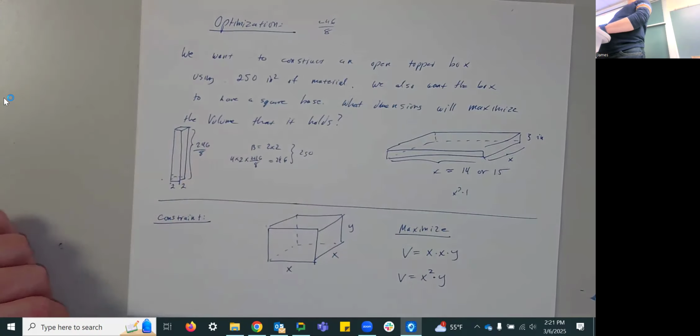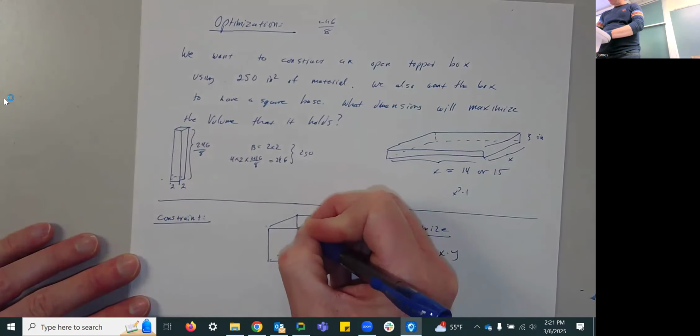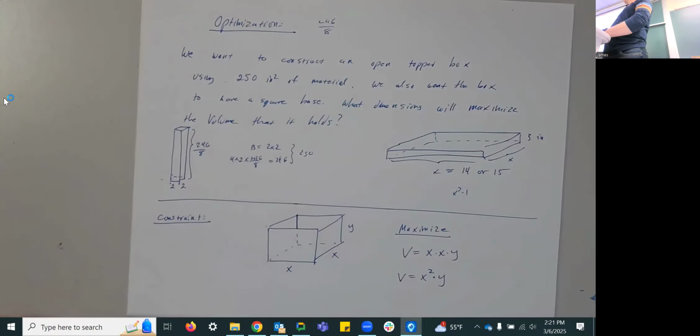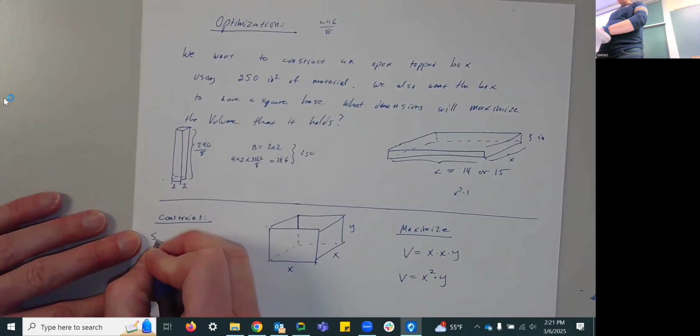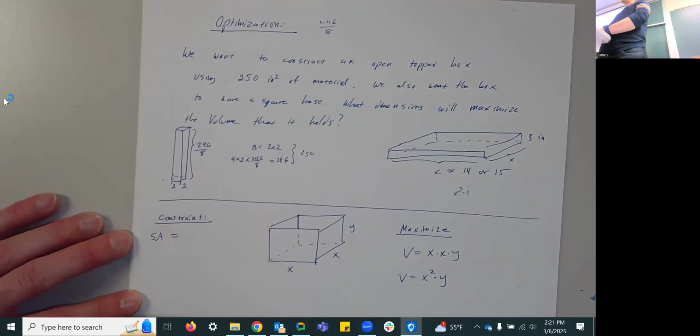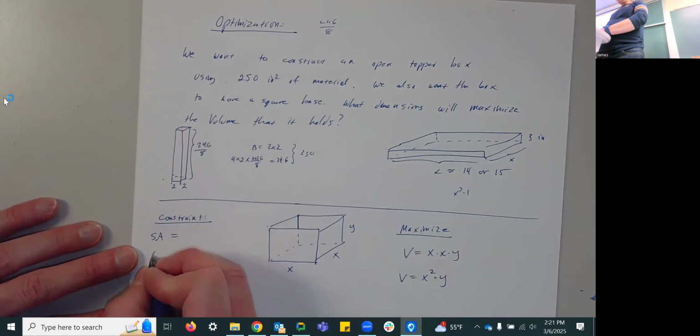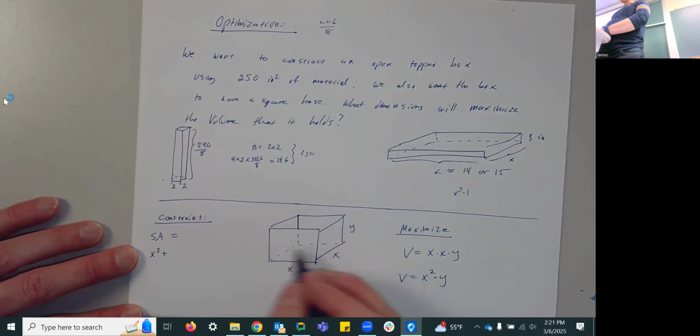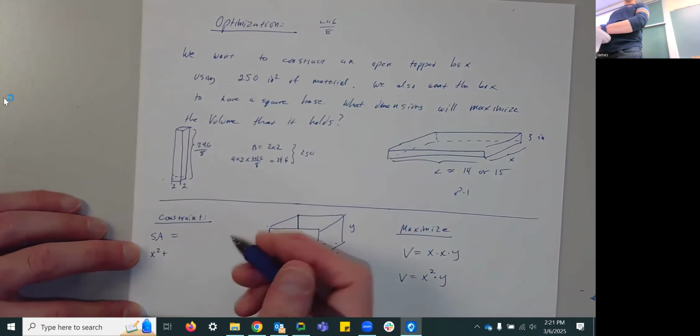Or in other words, the surface area of this open top box, what is open top, James? Of this open top box should be 250 square inches. So the surface area is the area of the bottom, plus the area of the four sides. The front is x times y, the back is x times y, the right is x times y, the left is x times y.